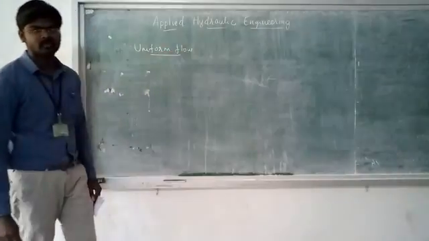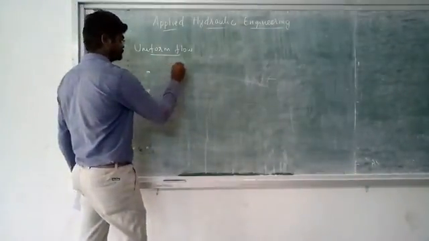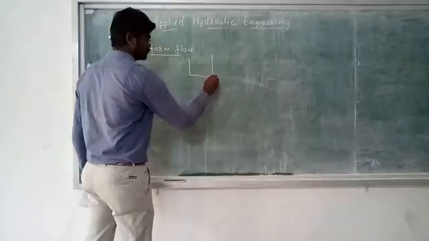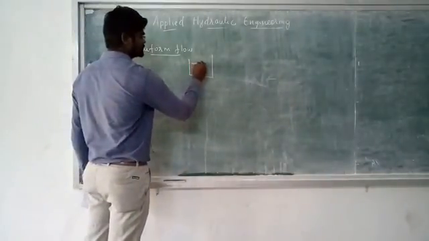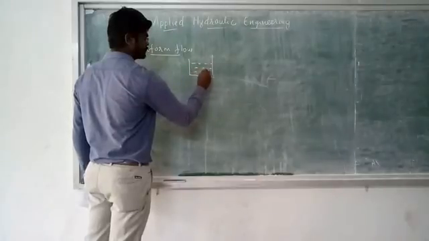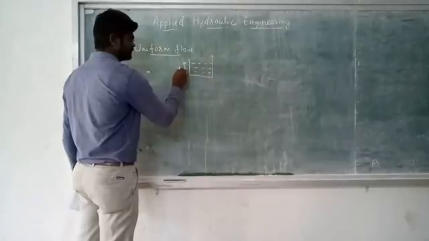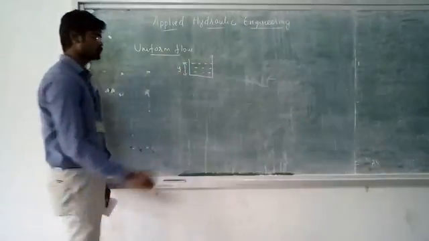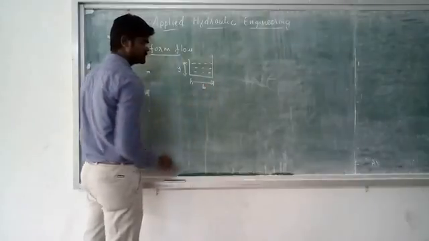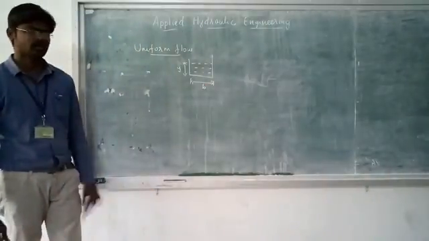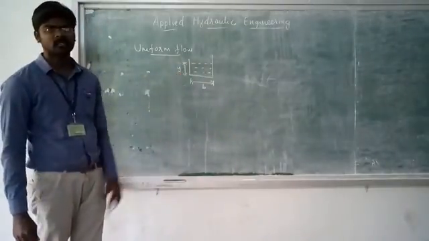In this unit, we especially study the open channel. Consider this rectangular channel with water flowing. The depth of flow we simply denote as y, whereas the width of the flow we denote as b. So b is the width of the flow and y is the depth of the flow. This is the rectangular channel.